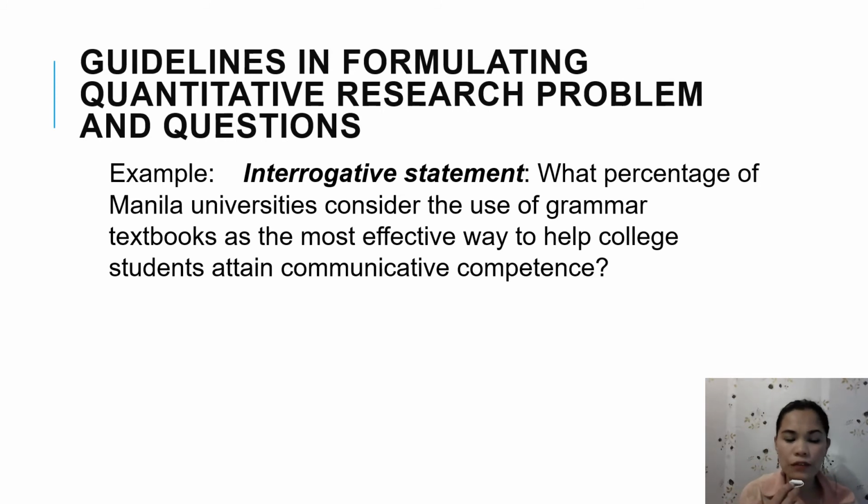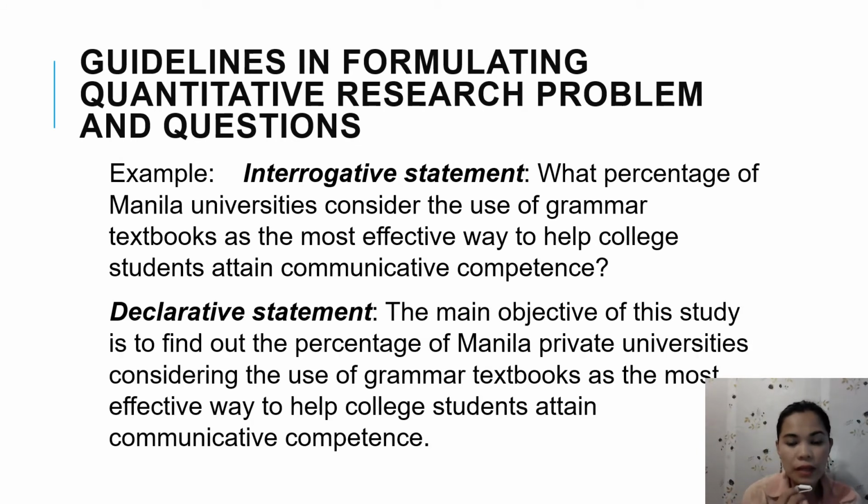This example comes from the book Practical Research 2. I forgot the authors, but that was from the Rex Bookstore. And the other example is the declarative statement. The main objective of this study is to find out the percentage of Manila private universities considering the use of grammar textbooks as the most effective way to help college students attain communicative competence. If you notice there, I prefer the declarative statement. You can actually use either, but for the sake of consistency, I want you to focus on the declarative statement.